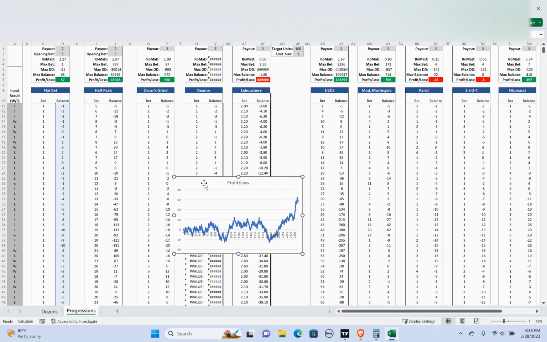There we go. Plugged it into here so I could see which of the progressions that I happen to have in here, of course, I don't have them all, which one did the best? Because so far in the testing, I've just been using Oscar's grind because it seemed to be working well. But if there's something better, of course, I'd rather use that.